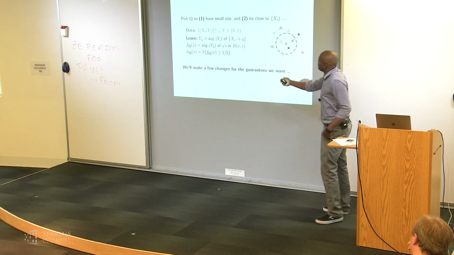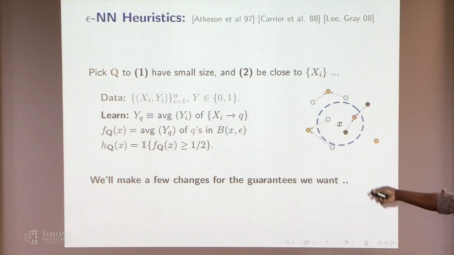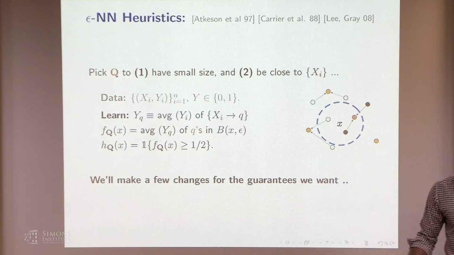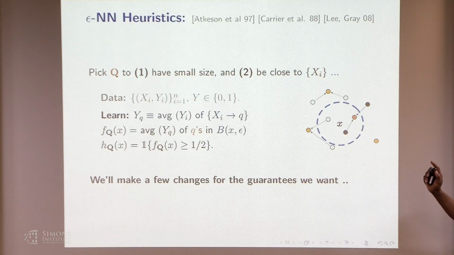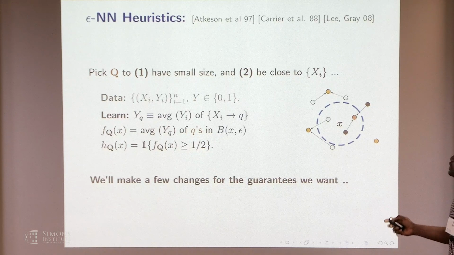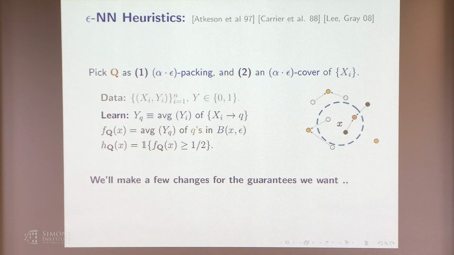So here are the simple heuristics. The heuristics are fairly simple, and we'll make a few quick changes to them here. The first change is the following. Pick Q as an alpha times epsilon packing and an alpha times epsilon cover of the data. So essentially an alpha times epsilon net of the data. Here I'm assuming that alpha is between 0 and 1.